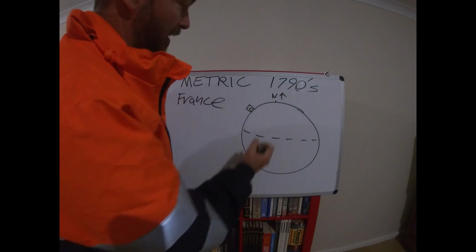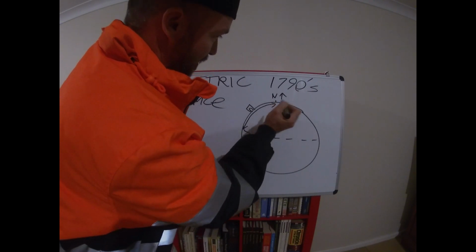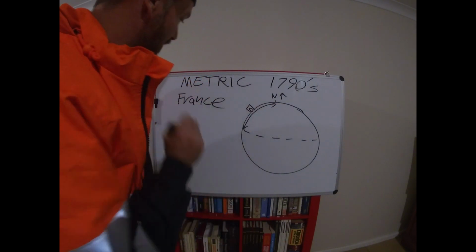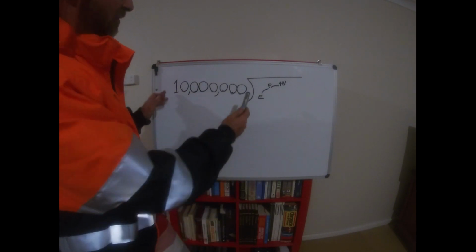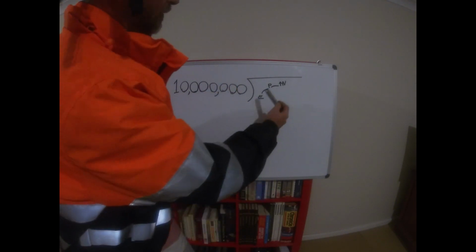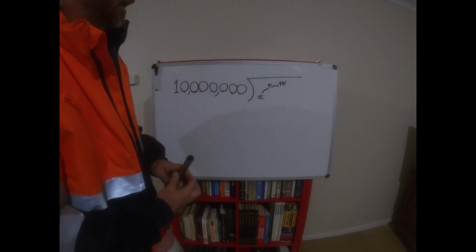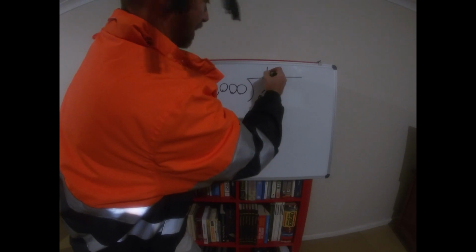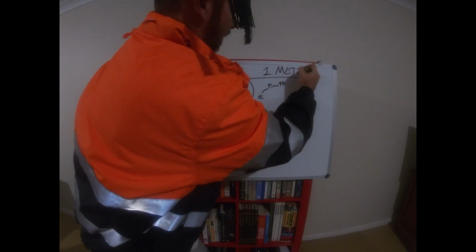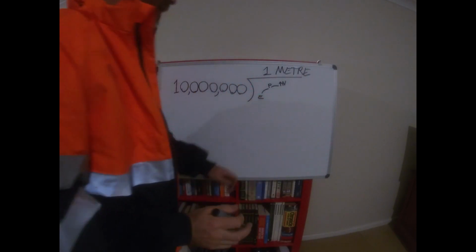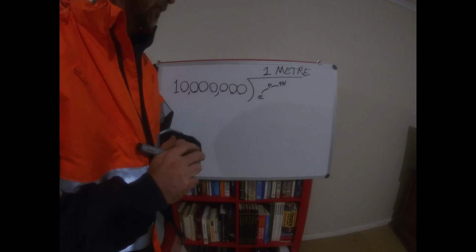Alright, and we've got the equator, and we've got this distance. It took them a while to work out exactly how far that is, but they got that. So this is the calculation our French friends came up with. They got 10 million, and they divided the equator, Paris, North Pole distance by 10 million, and the answer they came up with just happened to be 1 metre. Okay, and once they knew the metre, they could work everything else out from there.